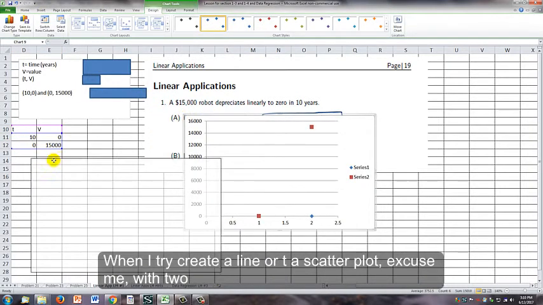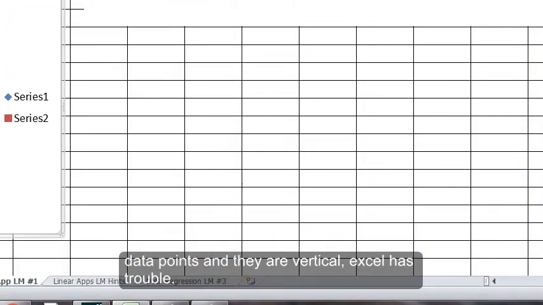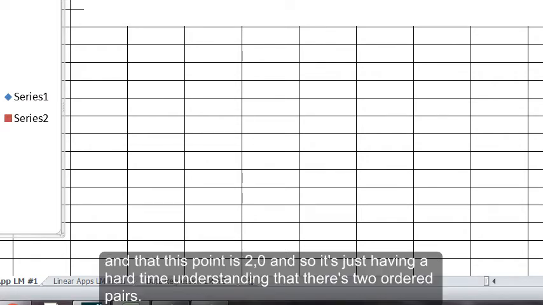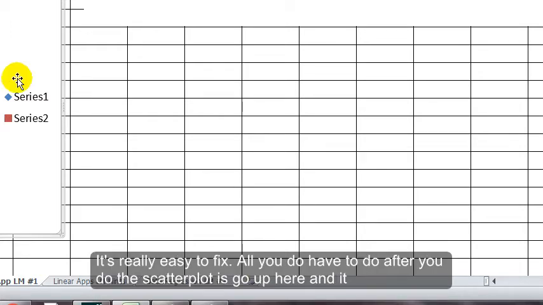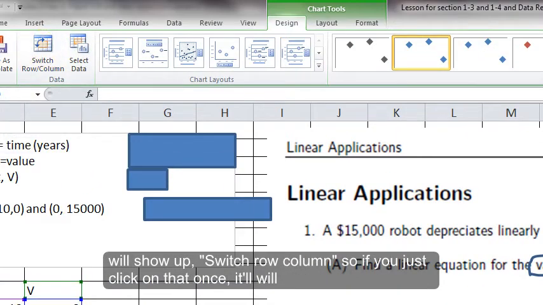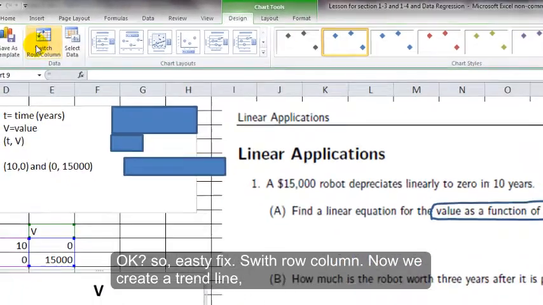Excel has a little trouble with that, which you need to know about. When I try to create a scatter plot with 2 data points and they're vertical, Excel thinks that this point should be 1, 0 and that this point is 2, 0. So it's having a hard time understanding that there are 2 ordered pairs. It's really easy to fix. All you have to do after you do the scatter plot is go up here, and it'll show up: switch row column. If you click on that once, it'll understand that you meant to graph the ordered pair 0, 15,000 and the ordered pair 10, 0. Okay, so easy fix, switch row column.